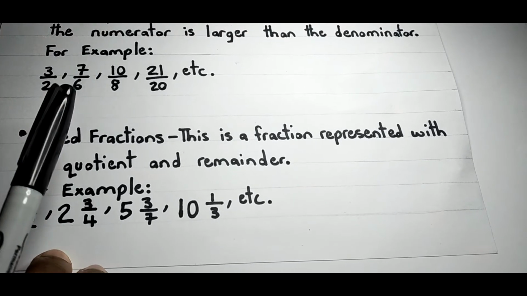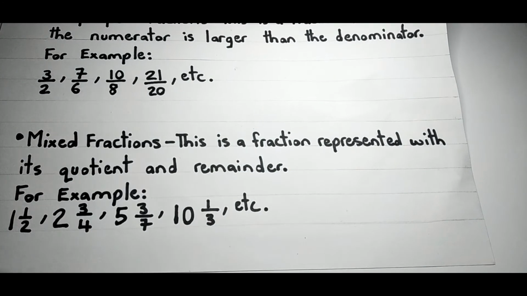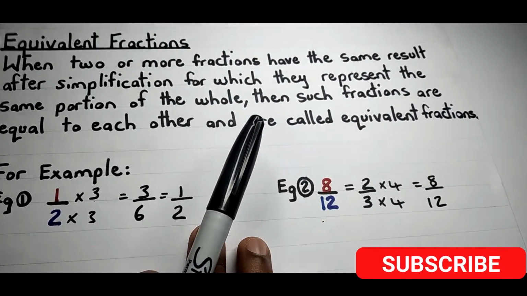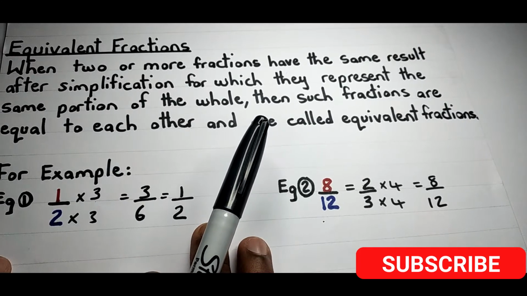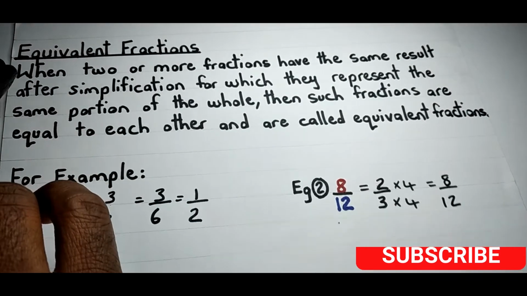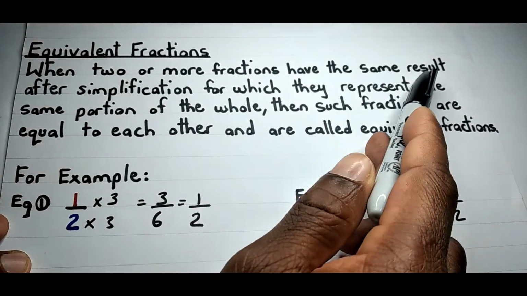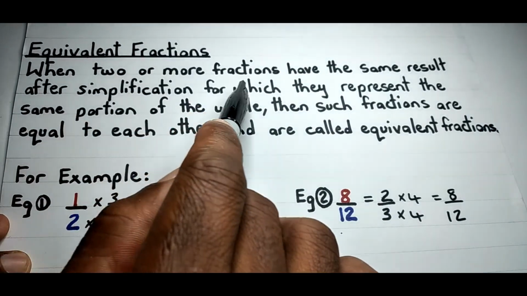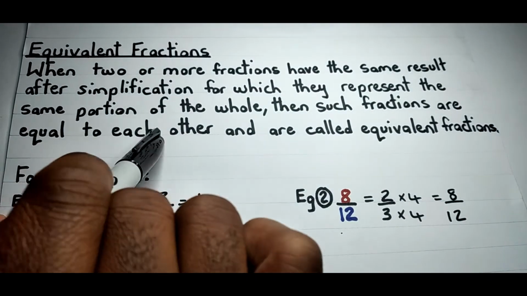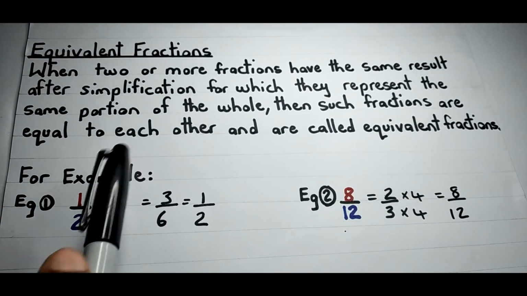Now, there is another fraction. Those are the three major types of fractions, but there is another fraction that I want to introduce you guys to as well. We call it equivalent fractions. According to this, when two or more fractions have the same result after simplification, or they represent the same portion of the whole, then such fractions are equal to each other and are called equivalent fractions. So let's look at what this is saying to us.